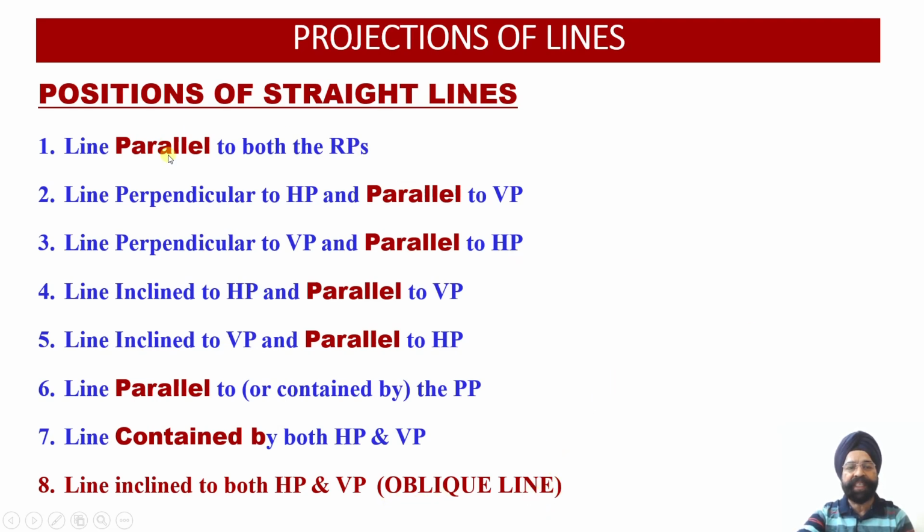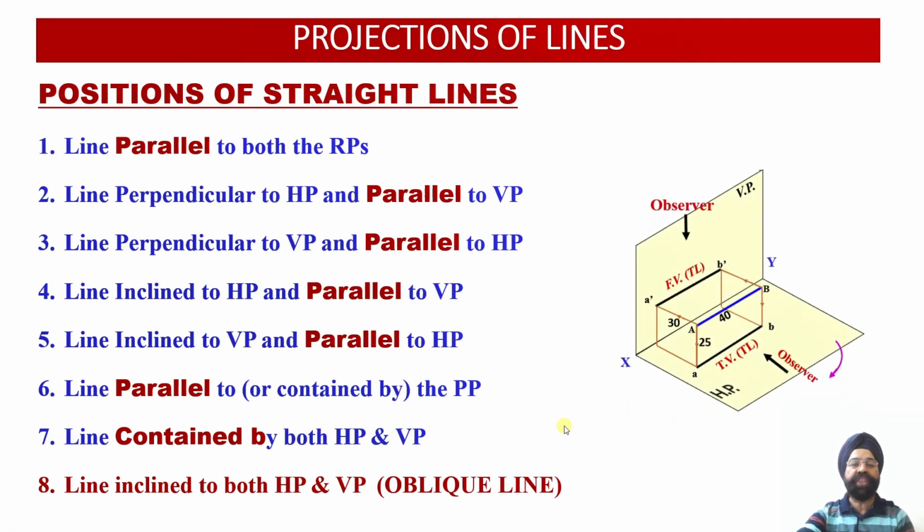Now you can see in the first 7 cases we have highlighted the words parallel or contained by, because if a line is contained by HP and VP, it means it is parallel to HP and VP. So the crux of the situation is that in the first 7 cases the line happens to be parallel to either both the reference planes or either the horizontal plane or the vertical plane. Now if a line happens to be parallel to both the reference planes or one of the reference planes, its projection on that particular reference plane will provide its true length.